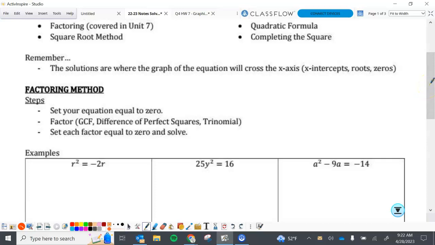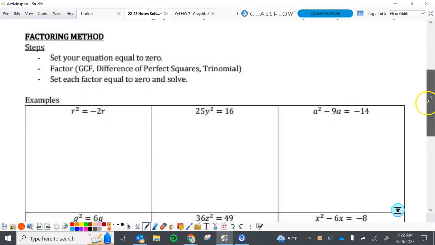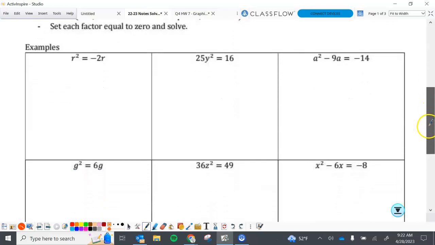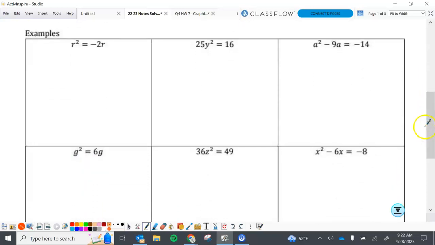For the factoring method, we want to set our equation equal to 0, factor, either as the GCF, the difference of perfect squares, or a trinomial, and then we set each factor equal to 0 to solve. So we'll take a look at our first example here. It says r squared equals negative 2r.